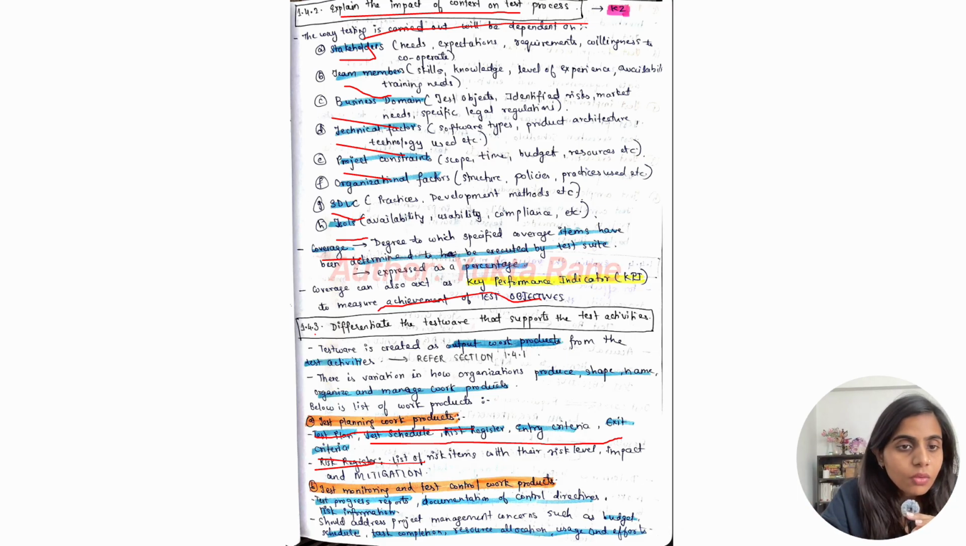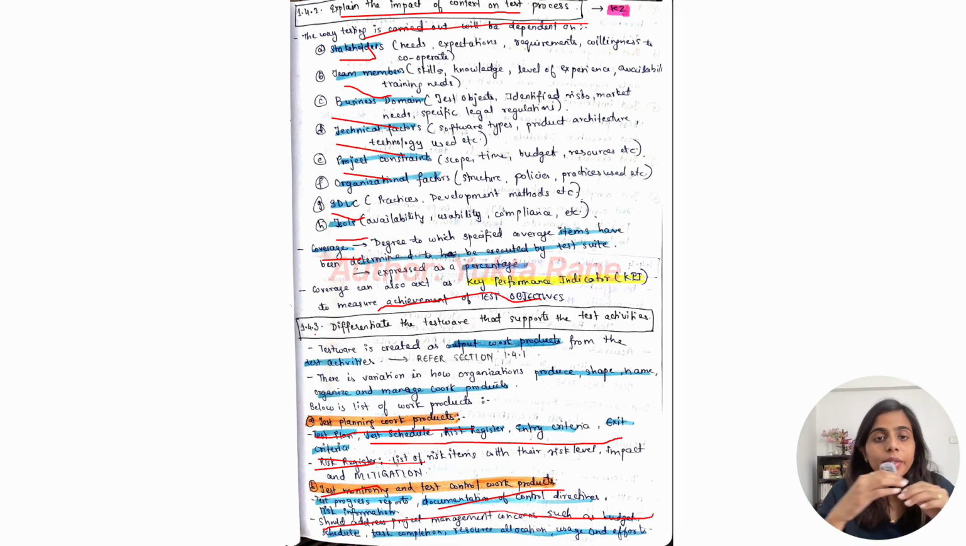Now the second part is test monitoring and test control. For test monitoring, you will have actual results versus expected results, the progress reports, documentation of control directives, which should address project management concerns such as budget, etc. So basically we saw earlier that as a part of test monitoring, you are also assessing the level of risk that needs to be addressed. So how many more tests you need to perform to reduce the risk. So that will also define what will be the budget and what is the test completion. Resource allocation, everything will be determined based on risk. That is the outcome of test monitoring and test control.